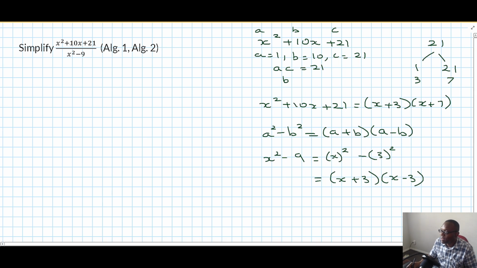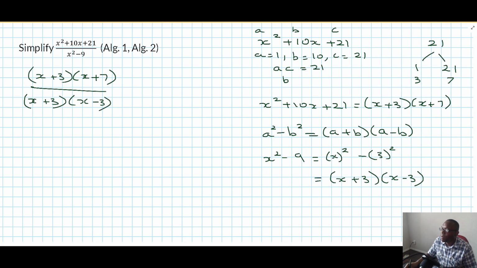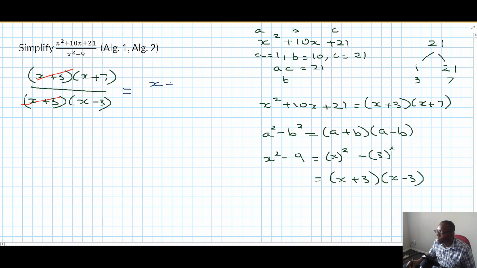So we're going to replace these quadratic expressions with their factors. So now we have x plus 7 divided by (x plus 3)(x minus 3). Now you have to look to see whether you have common terms in the numerator and the denominator. The common terms can be crossed out. So this crosses out, because they are the same, they are common terms. And now we are left with our solution, x plus 7 over x minus 3.